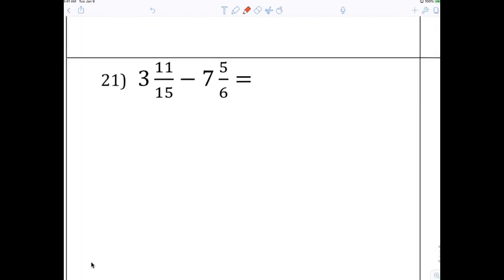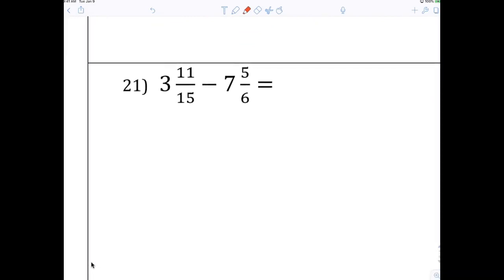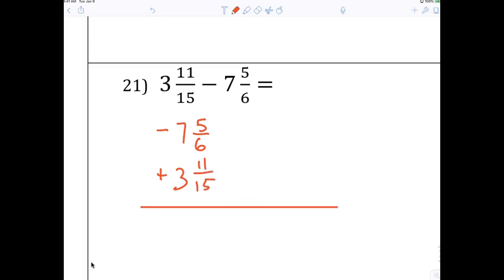21. Here we go. Adding or subtracting? Subtracting. Largest whole number on top. So I'm going to put what? 7 on top. So it's going to be negative 7 and 5/6 plus 3 and 11 over 15. Common denominator is definitely 30.